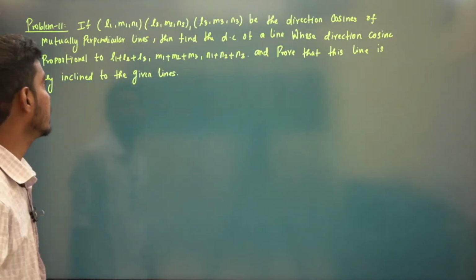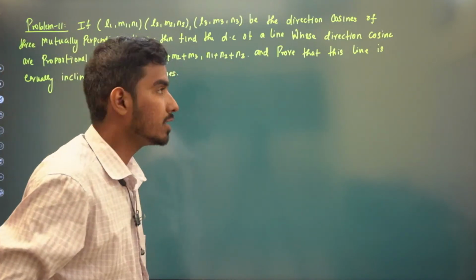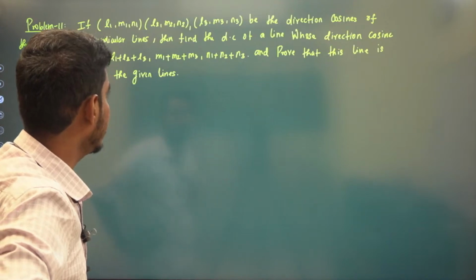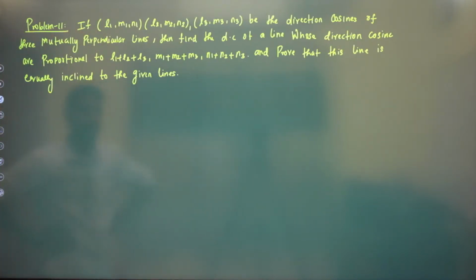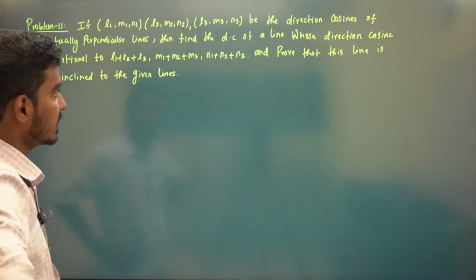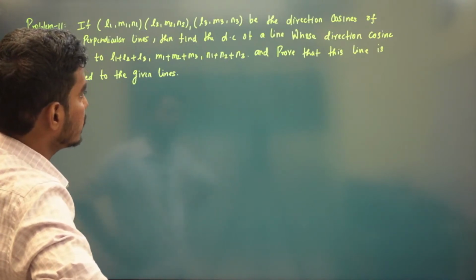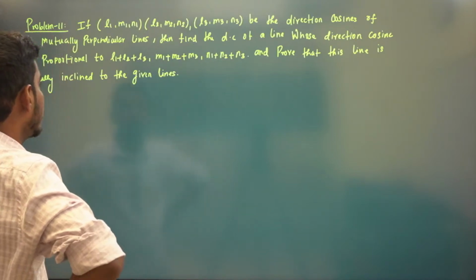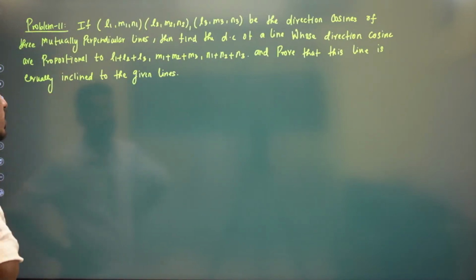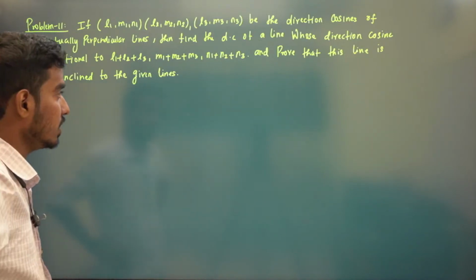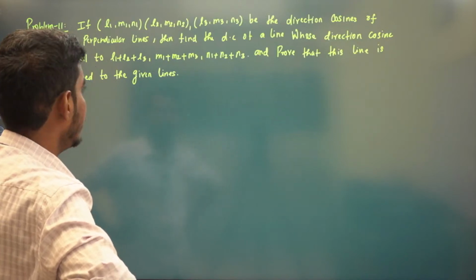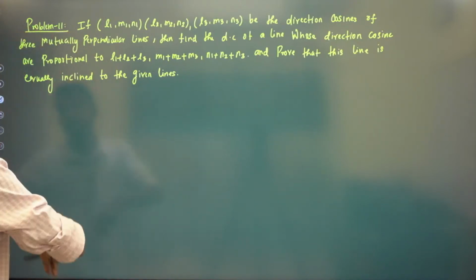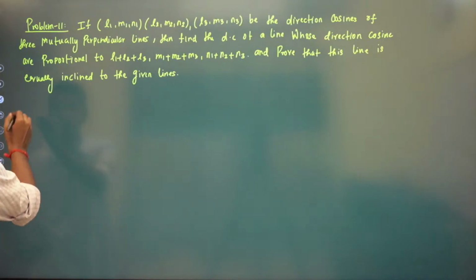If L1, M1, N1, L2, M2, N2, L3, M3, N3 are the direction cosines of 3 mutually perpendicular lines, then find the direction cosines of a line whose direction cosines are proportional to L1 plus L2 plus L3, M1 plus M2 plus M3, N1 plus N2 plus N3, and prove that this line is equally inclined to the given lines.